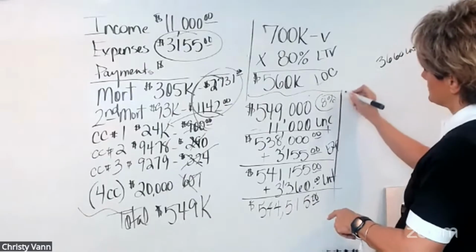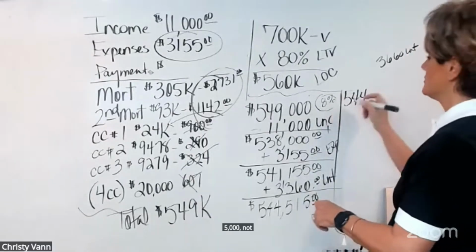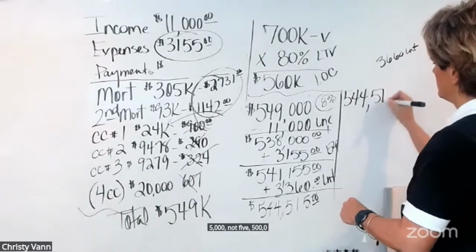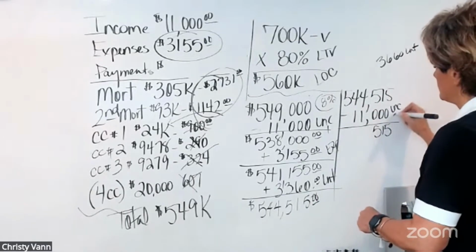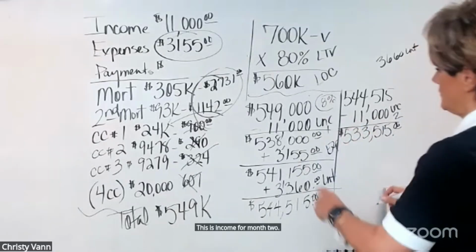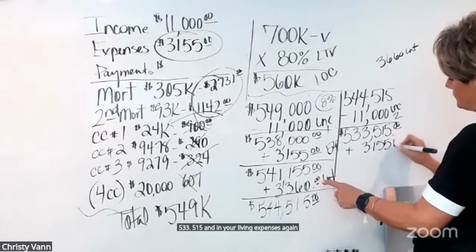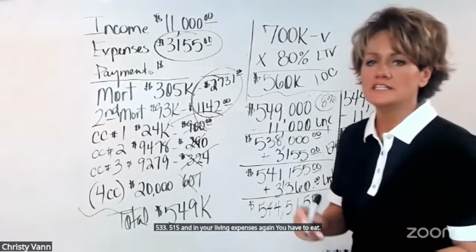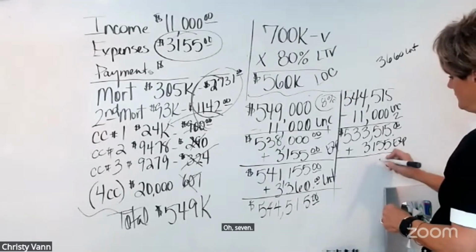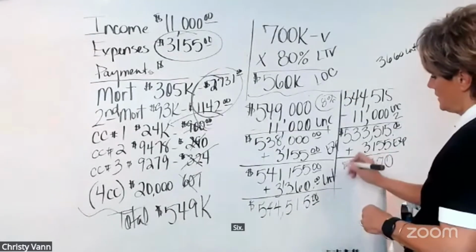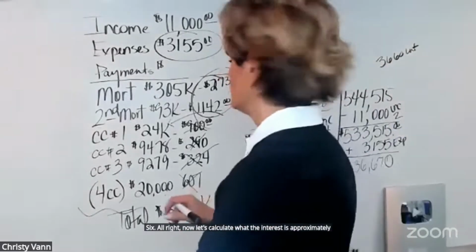So 544,515. Your 11,000 goes in again. This is income for month 2. Add in your living expenses again, because you have to eat. Oh no, and you don't have to eat beans and rice either. You can actually go to a restaurant. All right, now let's calculate what the interest is approximately going to be in your second month.